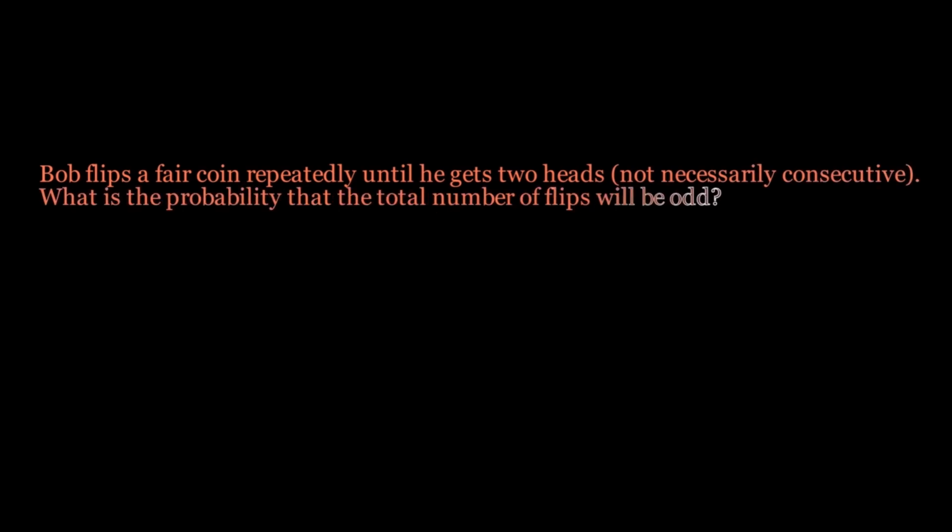Bob flips a fair coin repeatedly until he gets two heads, not necessarily consecutive. What is the probability that the total number of flips will be odd? Pause the video here if you want to give it a try. Let's look at the solution.